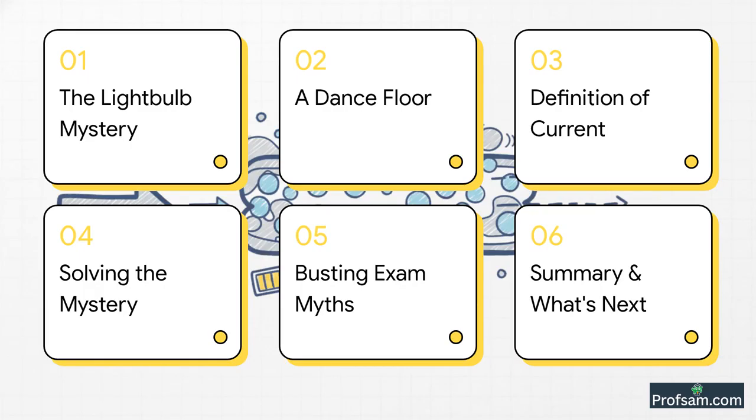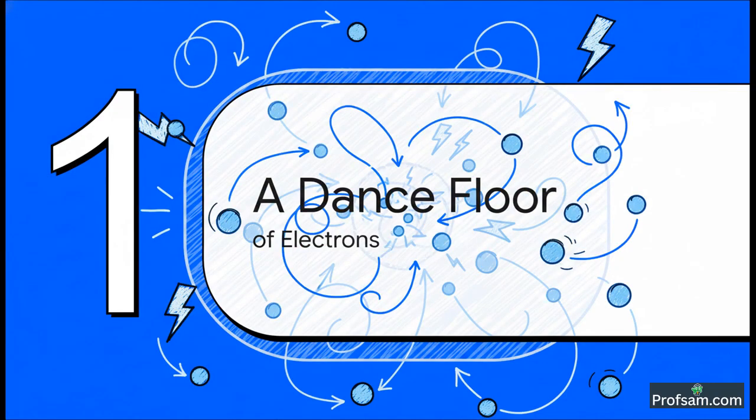So here's our game plan. First, we'll tackle that light bulb mystery head-on. Then we'll imagine a dance floor full of electrons to really see what's happening inside a wire. After that, we'll get the proper exam-safe definition of current. We'll solve the mystery for good, bust some common myths that make students lose marks, and finally, we'll summarize everything. Okay, let's begin.